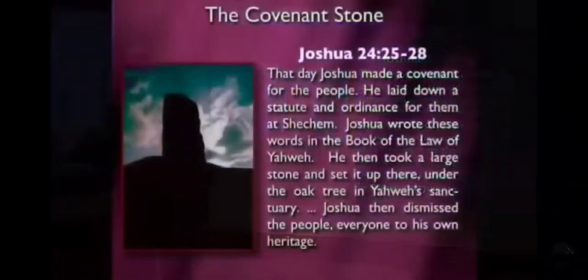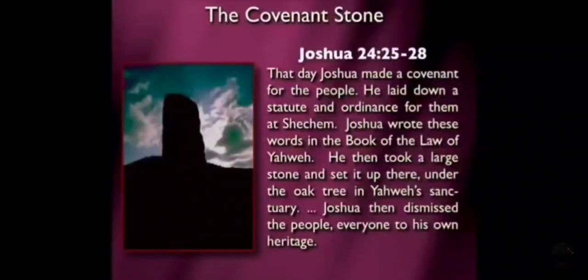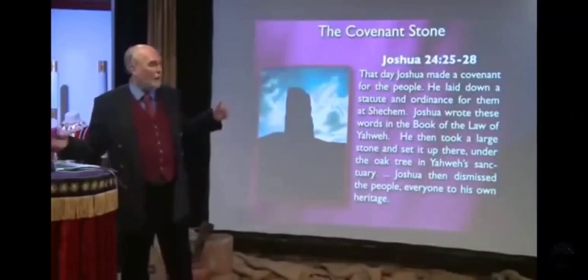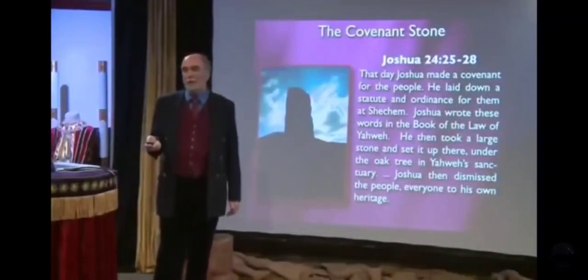Joshua 24:25-28. That day, Joshua made a covenant for the people. He laid down a statute and ordinance for them at Shechem. Joshua wrote these words in the book of the law of Yahweh. He then took a large stone and set it up there under the oak tree in Yahweh's sanctuary. Joshua then dismissed the people, everyone to his own heritage. This was the renewal of the covenant, and that is the covenant stone of Joshua.